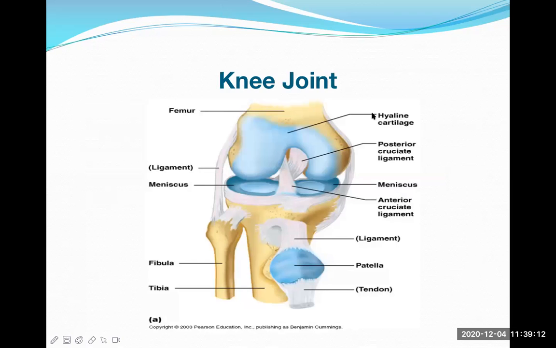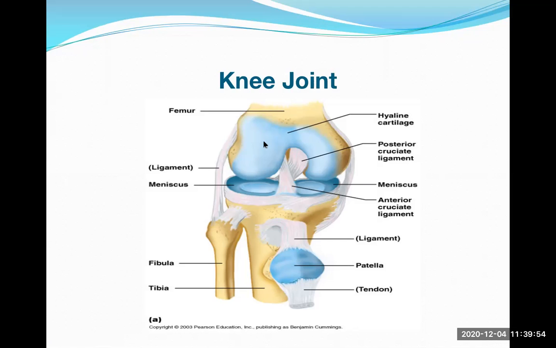Now, all of you, please pay attention here. This is the lower end of the femur, and this is the upper part of the tibia. This is known as tibiofemoral articulation, a part of the knee joint. Another is patellofemoral. This is the patella, cut here, and this is the surface of the femur which articulates with the patella. Together this is patellofemoral articulation, also a part of the knee joint.